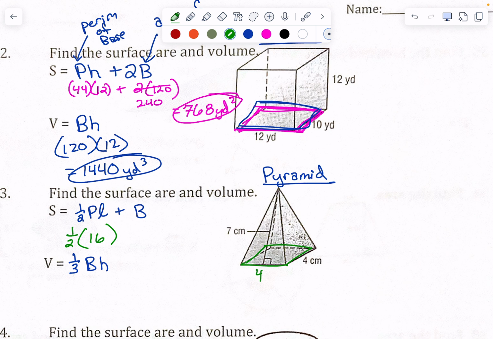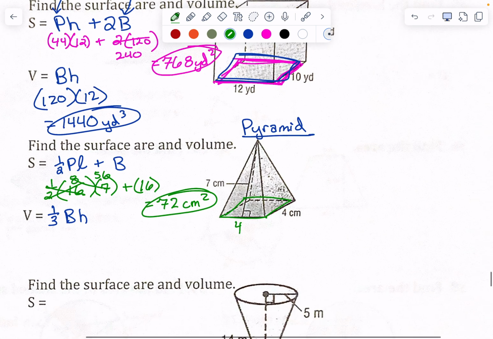16, and the slant height, is that 7? Yes, it is 7, plus capital B is 16, right? It's the area of the base, which is 16. Half of 16 is 8. 8 times 7 is 56, and 56 plus 16 is 72 centimeters squared. Did you do that in your head? You should have. Now here's the problem.